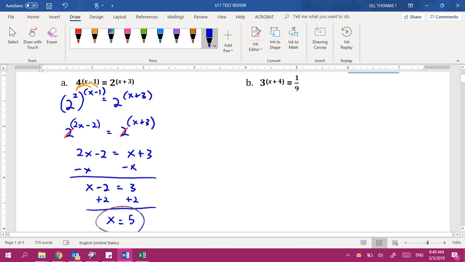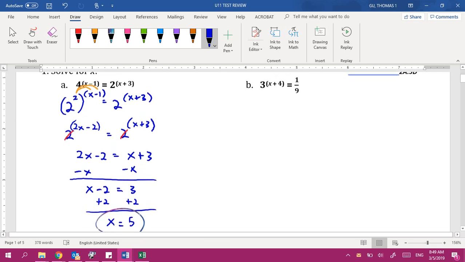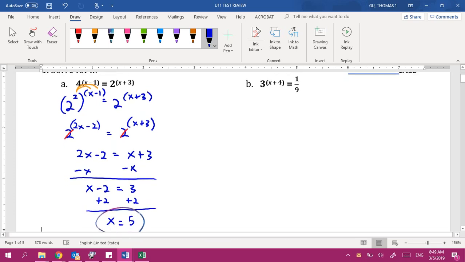Alright, 1b is very similar because it's the same concept of making both of the bases the same. So if I want to make my base a 3, 3 raised to the x plus 4 equals 3. What would my exponent have to be, though, to take 3 and make it into 1 over 9? Negative 2, that's right. The exponent would have to be negative 2. You don't really need parentheses here.